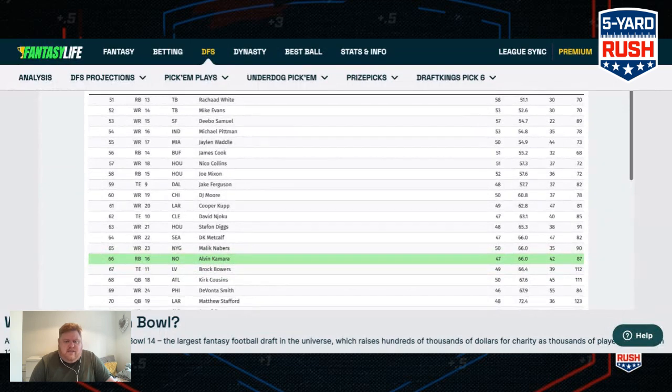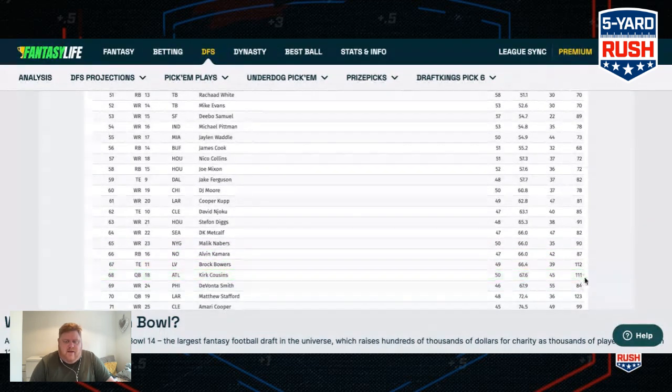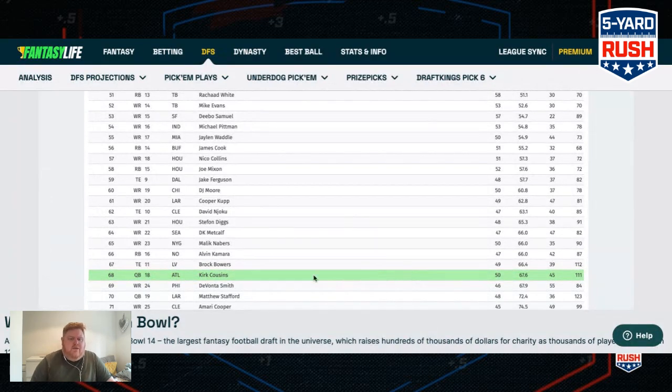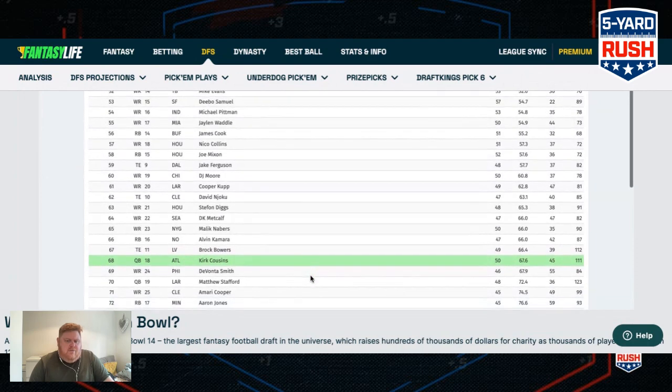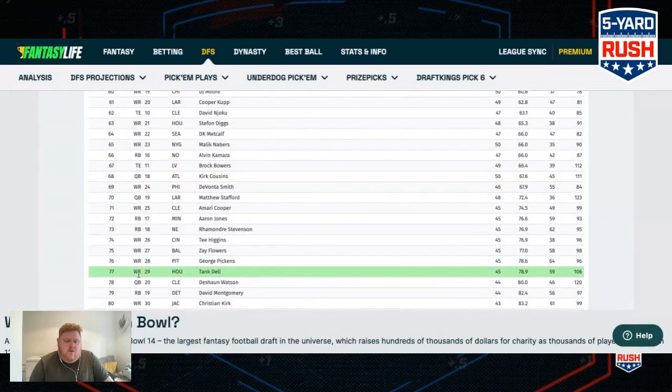I think Kirk Cousins' ADP here is being artificially inflated downwards by this 111 pick, where in a couple of leagues he's been faded way out. I actually think he shoots up a little bit higher than QB18. So I'd be a little careful on that price there. But the rest of this isn't too bad. I think Tank Dell is still here at wide receiver 29.